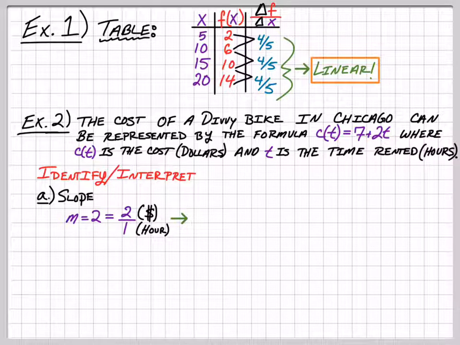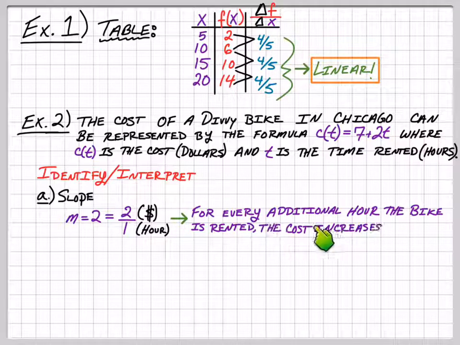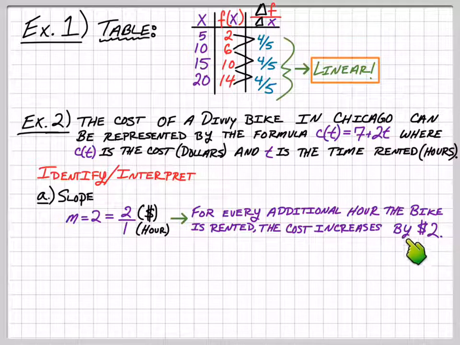So how do we interpret that? Well, the longer we ride this thing, the more we have to pay. So we can start by saying, for every additional hour that the bike is rented, the cost increases by $2.